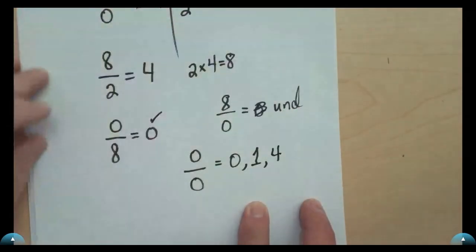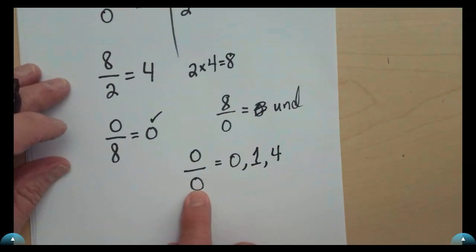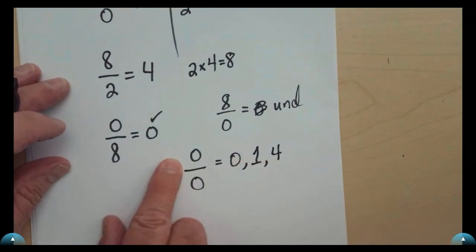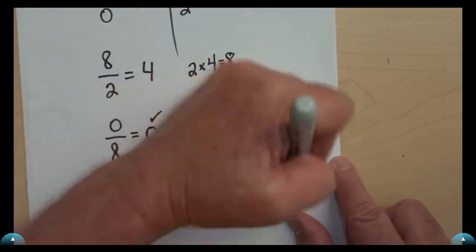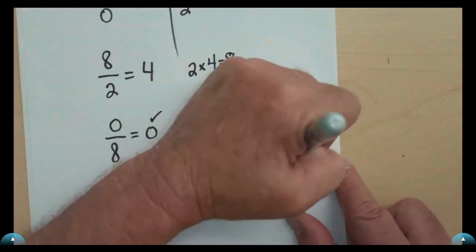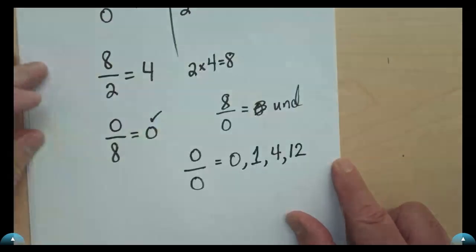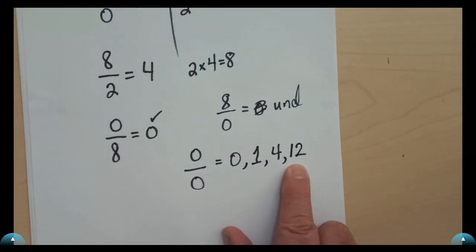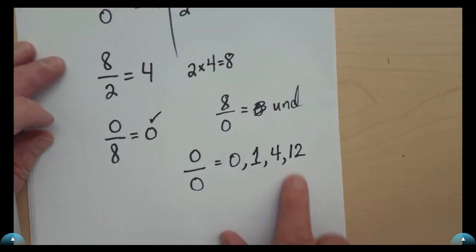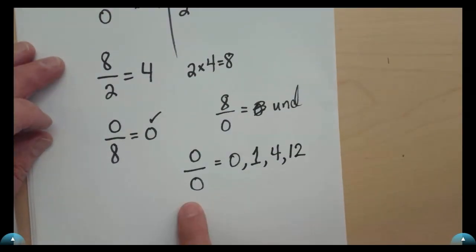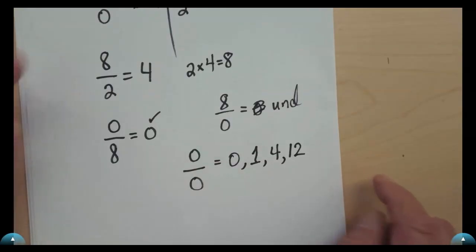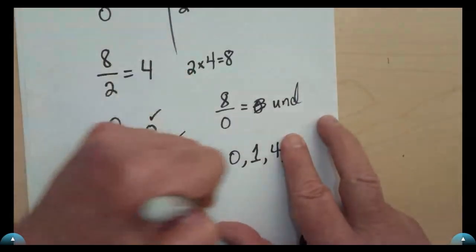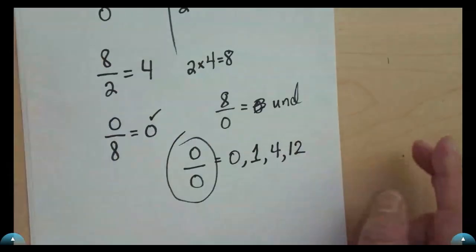Hey, maybe 4 is the right answer. Is 0 times 4 equal to 0? Of course it is. Look, this could be the right answer. 0 times 12 is 0. Do y'all see that we have kind of a problem with 0 divided by 0?